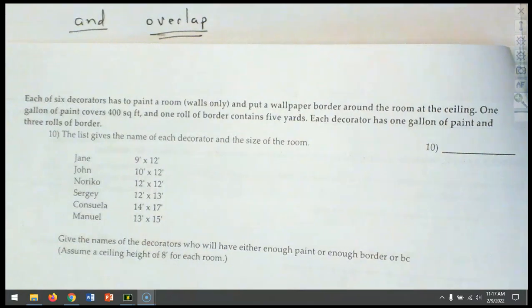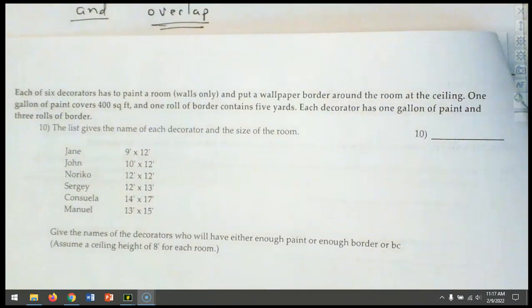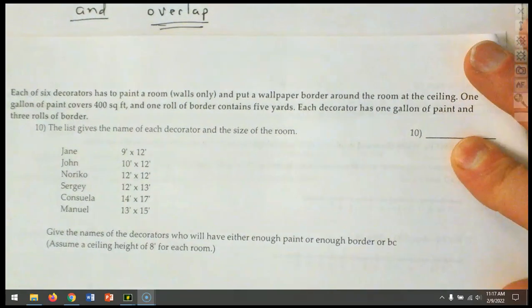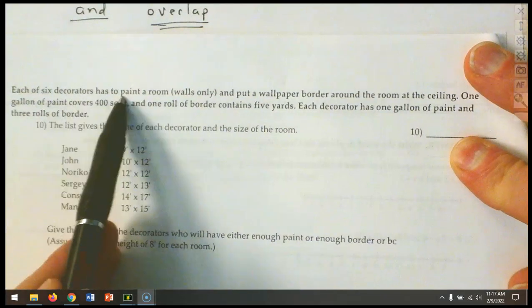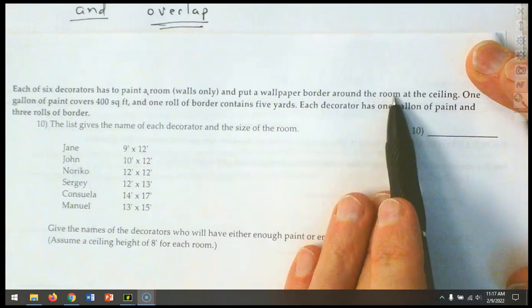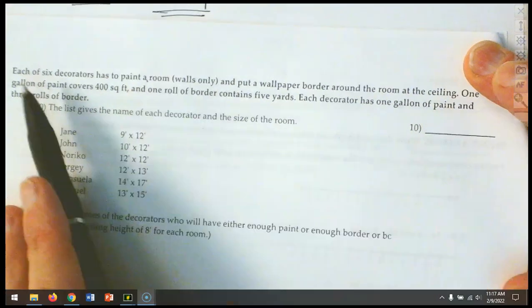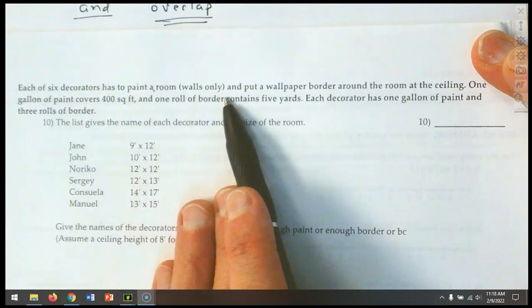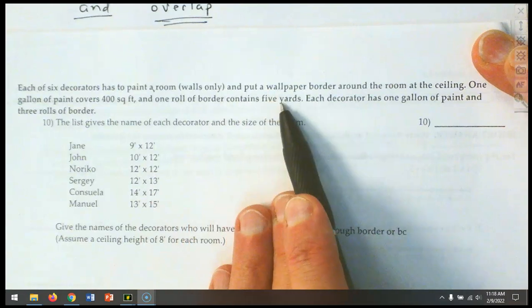What we're doing on this one is we're trying to figure out if these decorators have enough wallpaper, or if they have enough paint, or if they have both. And I like this question because it's something you may have to actually do. Each of the 6 decorators has to paint the room, only the walls, and put a wallpaper border around the room at the ceiling. So 1 gallon of paint covers 400 square feet, and 1 roll of border contains 5 yards.